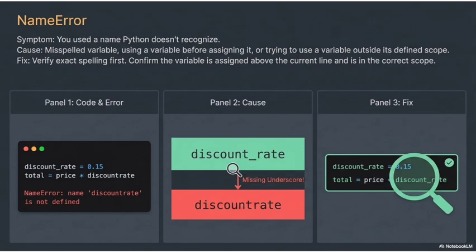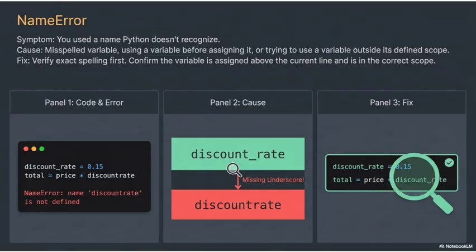NameError means Python encountered a name it doesn't recognize. It looked up the variable and found nothing registered under that name. The three common causes: a misspelled variable name, using a variable before it's been assigned, or trying to use a variable outside its defined scope.